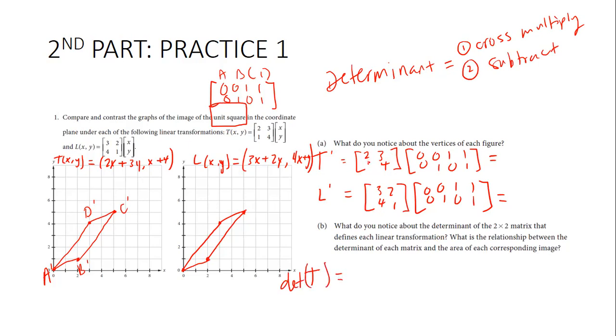It's going to be 2 times 4 is 8. 1 times 3 is 3. Its determinant is 5. To find the determinant of L, 3 times 1 is 3. 4 times 2 is 8. And we end up with a -5. So we ended up with the -5.